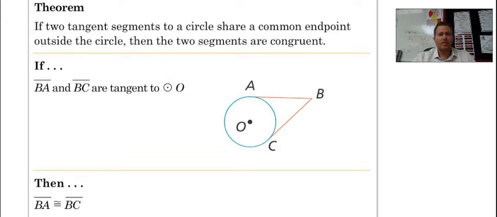And my last one says if two tangent segments to a circle share a common endpoint outside of the circle, then the two segments are congruent. So if BA and BC are tangent to the circle that we have right there, then AB and BC will be congruent. Okay, so knowing this, let's do a few example problems.